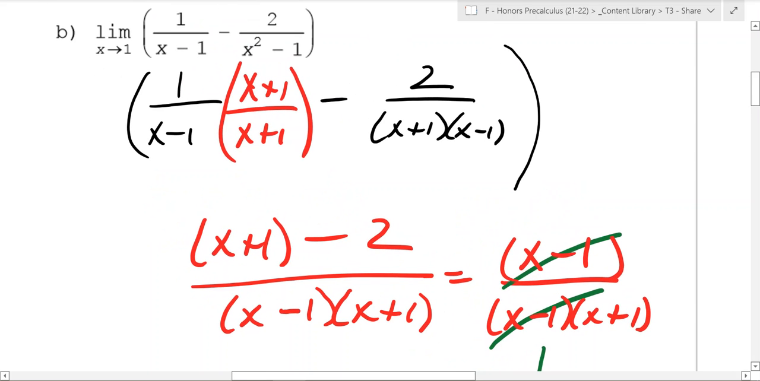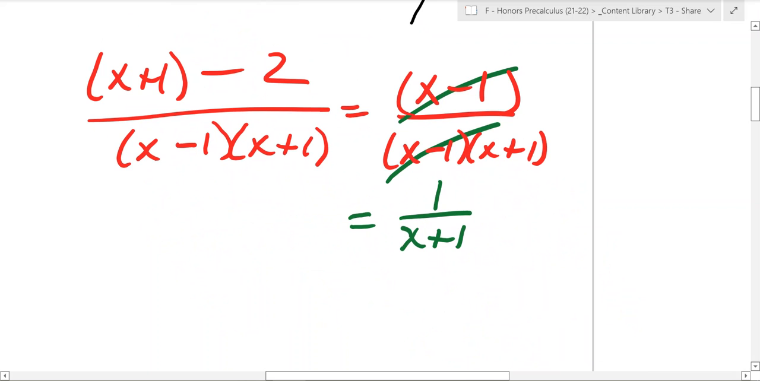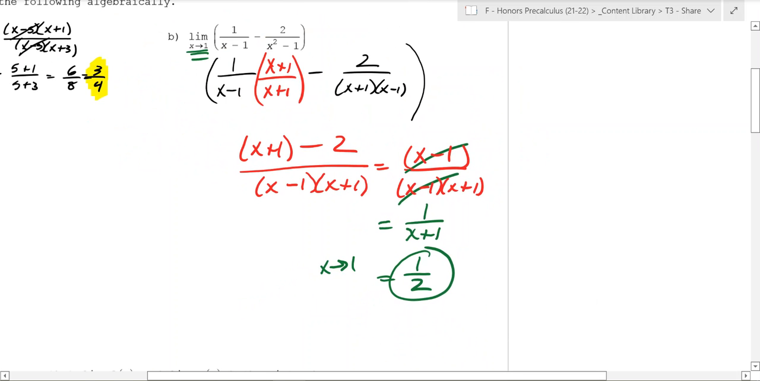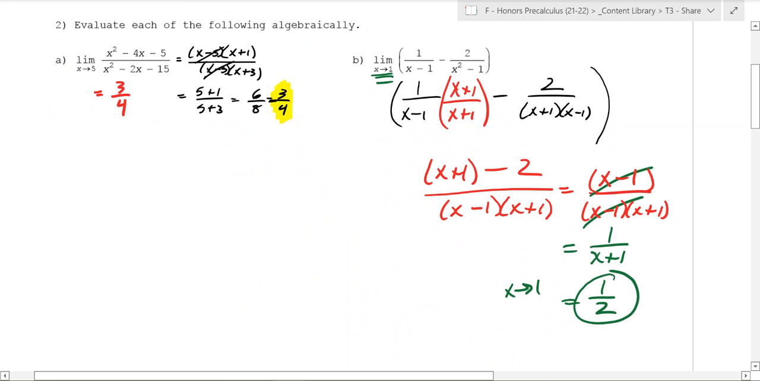Now, what can we plug in? Oh, can we plug in 1 into this? We sure can. So the limit is just going to be, remember it's x going to 1, it's just going to be 1 over 2. It's pretty cool. This doesn't always work, but I'm going to set you up with ones at the beginning where there is some sort of cool payoff like this.